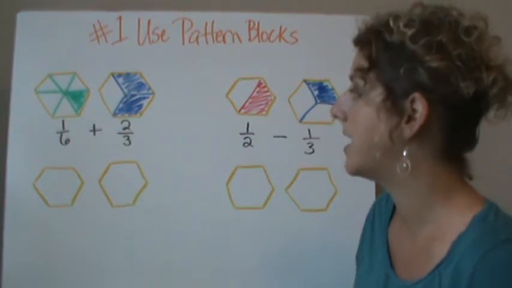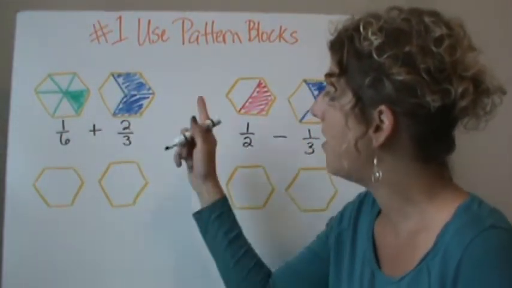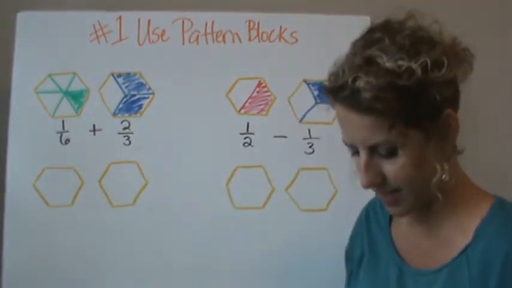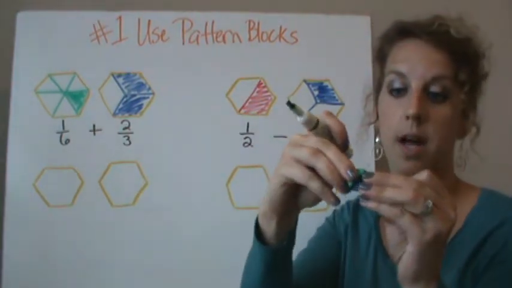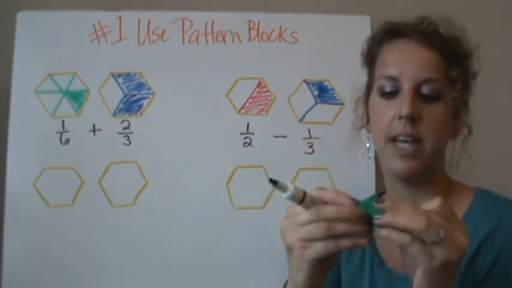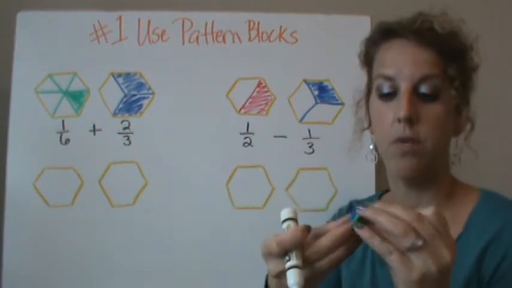So if we look at 1/6 and 2/3, how can I make those pieces have the same size? Well, if you play around with your pattern blocks, hopefully you'll find that 2/6 is equal to 1/3. They fit perfectly over each other.